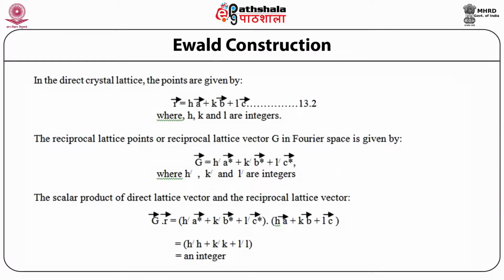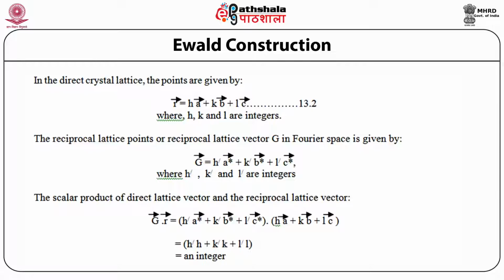In the direct crystal lattice, the points are given by R vector equal to h A vector plus k B vector plus l C vector, given as equation 13.2, where h, k, l are integers. The reciprocal lattice points or reciprocal lattice vector G in Fourier space is given by G vector equal to h' A star vector plus k' B star vector plus l' C star vector, where h', k' and l' are integers.